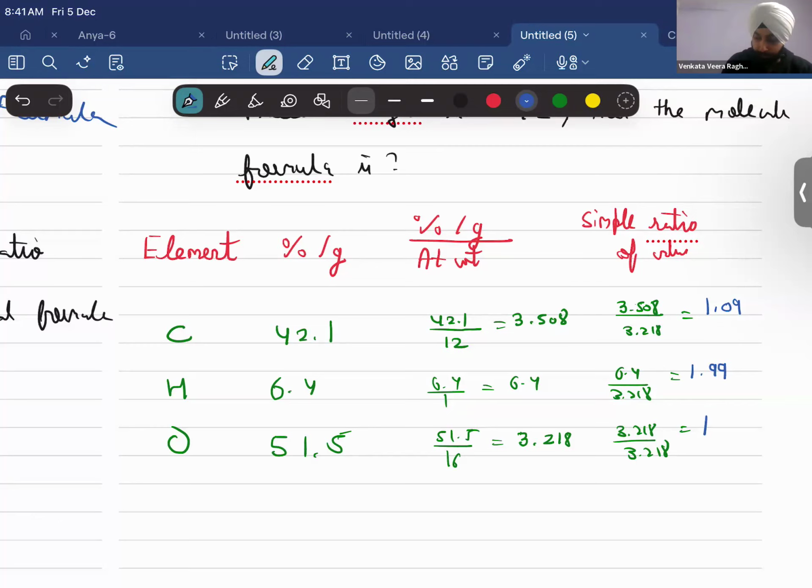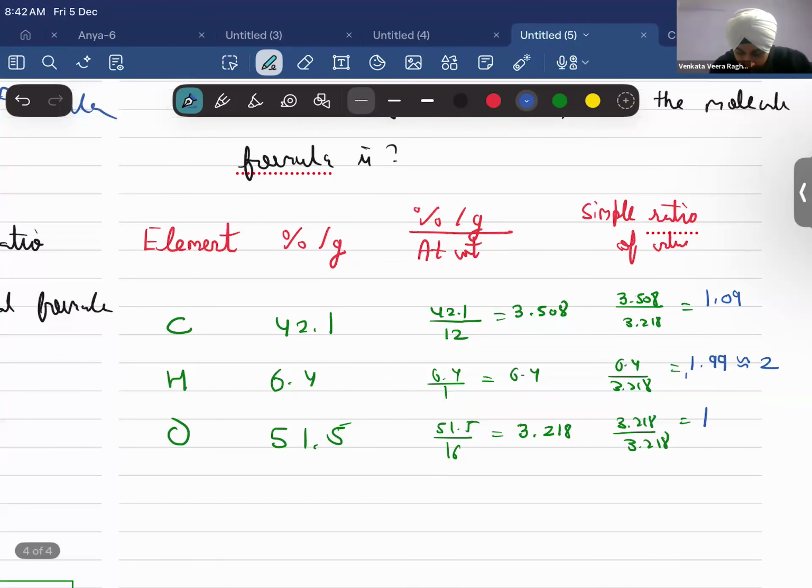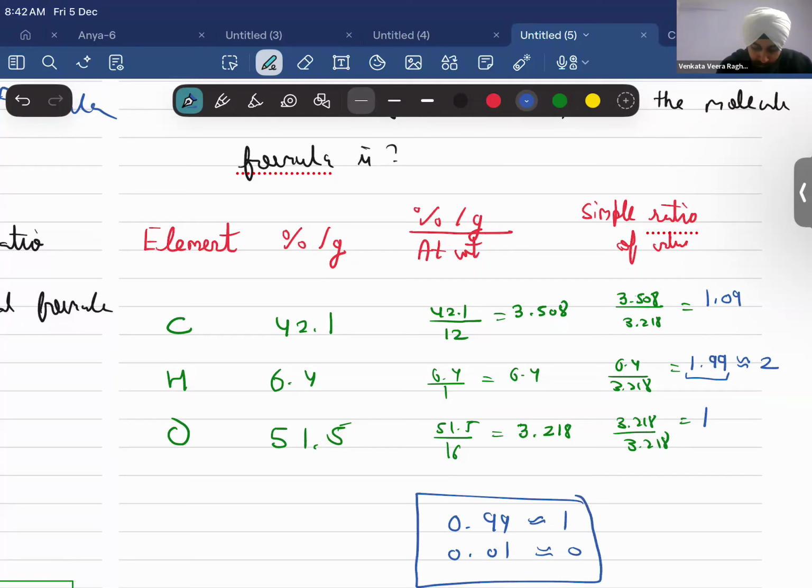Sir, 1.99 I can approximately treat as 2, isn't it? Because it's a very close value. Yes, sir, very close value. But 1.09 you cannot treat as 1. No, it is a far value. I can only approximate if I am given 0.99 or 0.01. Those can be approximated to 1 and 0. This is a valid approximation, but you cannot round 1.09 to 1. It is a big blunder people make. No, it's not right. Are you getting this point, both of you?